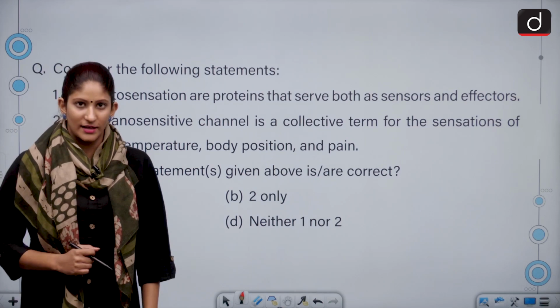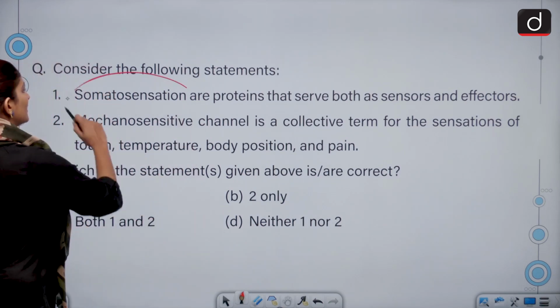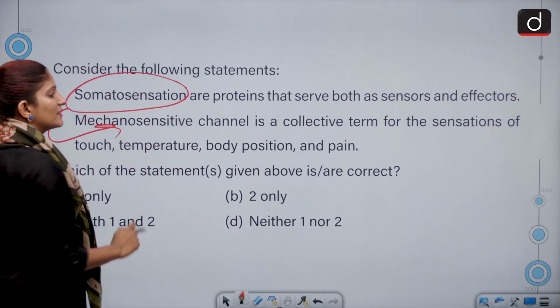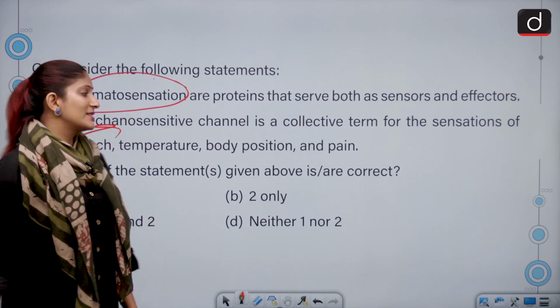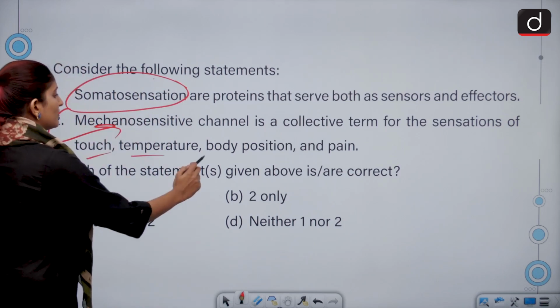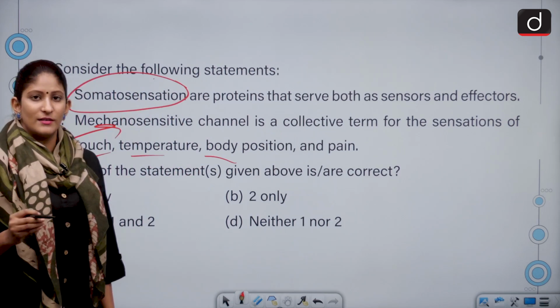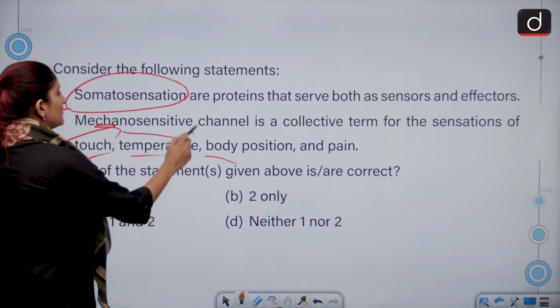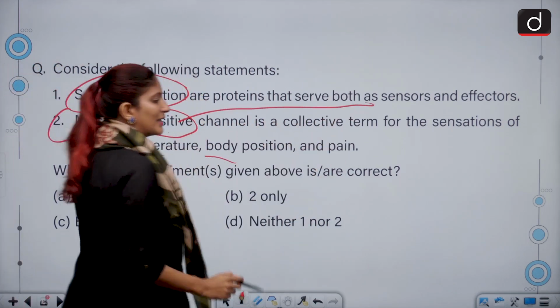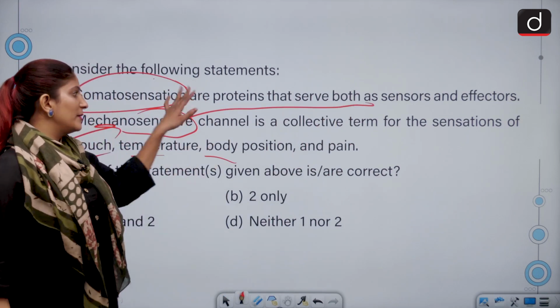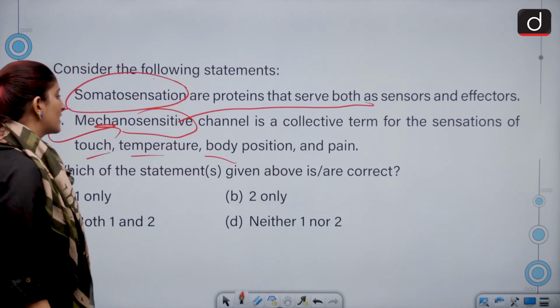Both of them are incorrect because somatosensation actually relates to a collective term for the sensation of touch, temperature, body position and pain. Similarly, mechanosensitive channels are proteins that serve both as sensors and effectors. They have been intermingled. So the correct answer is option D.